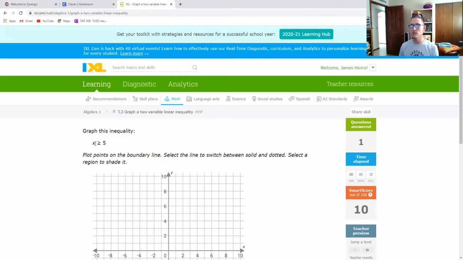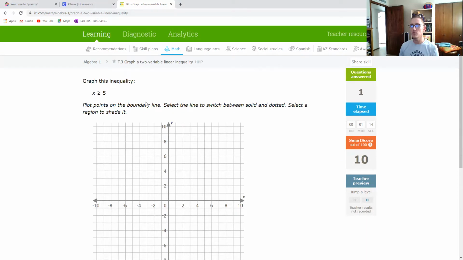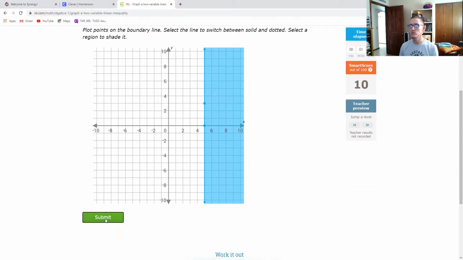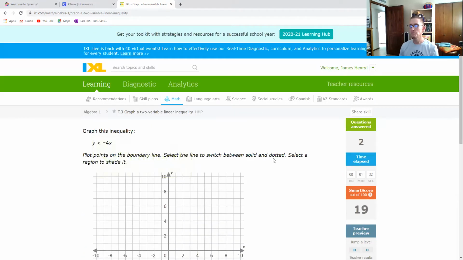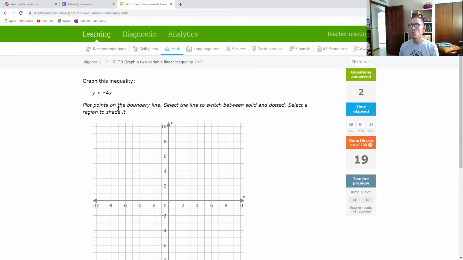x is greater than or equal to 5. Well, here's a vertical line at 5. So I draw it. Solid or dotted, it needs to be solid, and x is greater than. Well, our x value is greater to the left or to the right, and it's to the right, so we graph it.